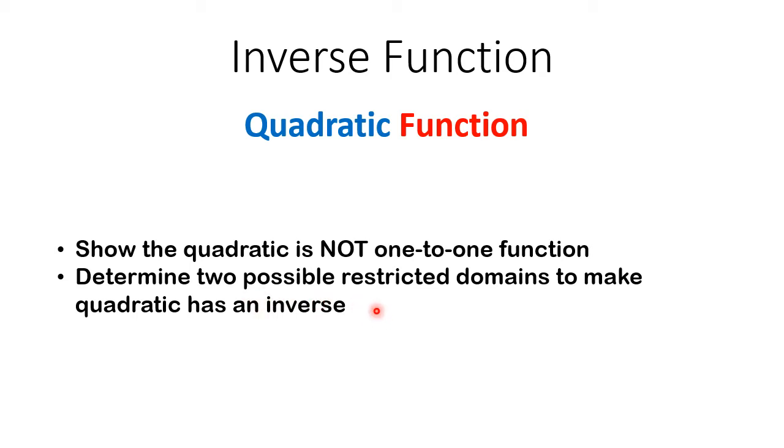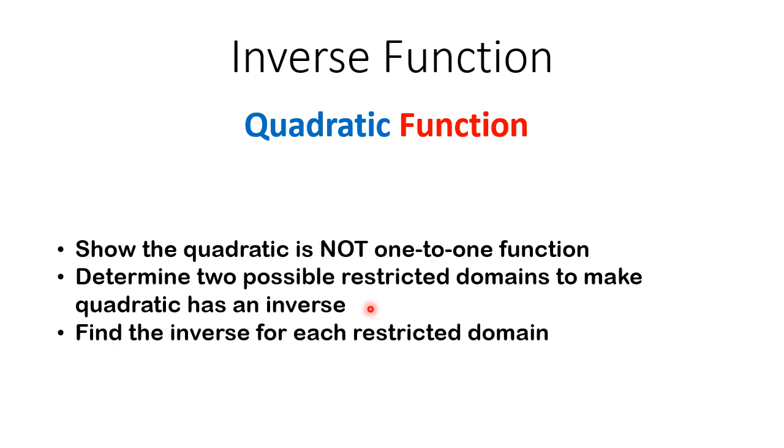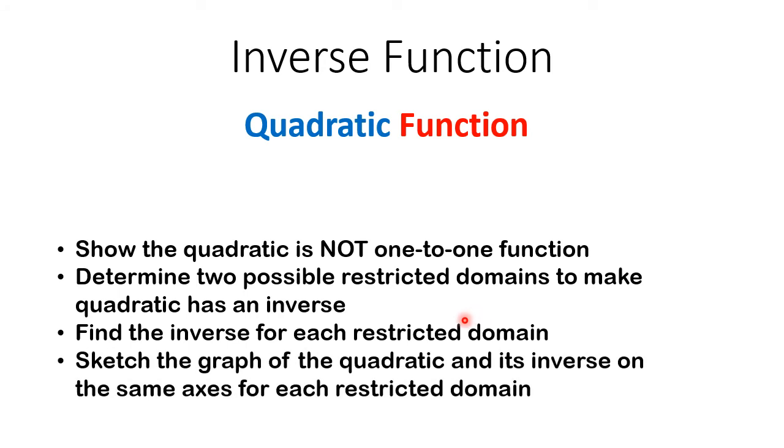Okay, so after we restrict the domain, we'll find the inverse for each restricted domain. Then after we find the inverse, we will sketch the graph for the quadratic and its inverse on the same axis for each restricted domain.